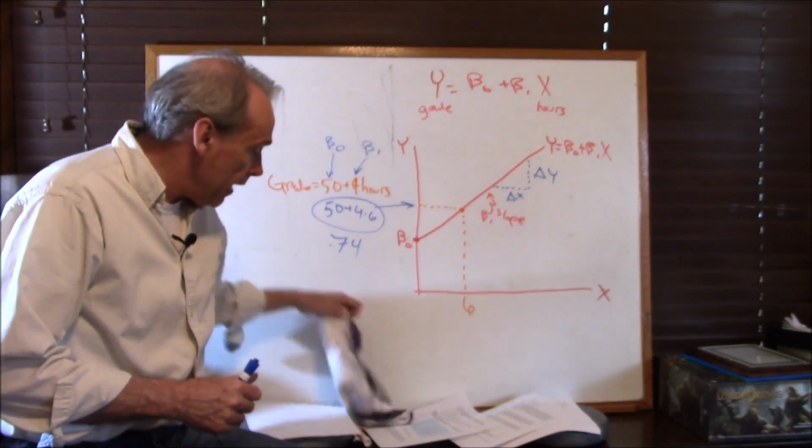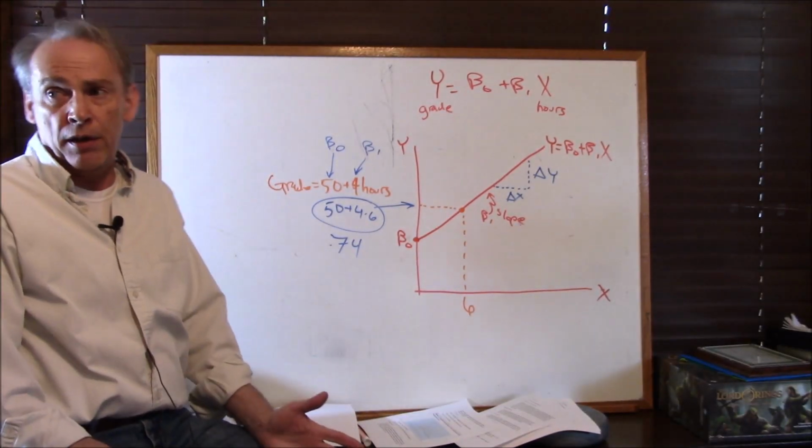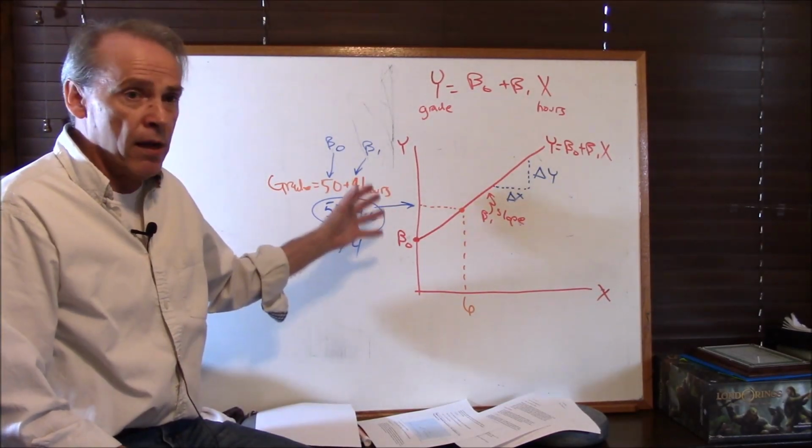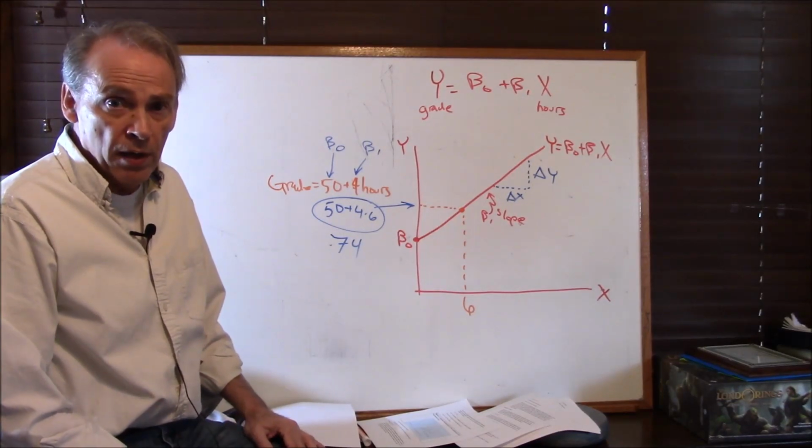All right, so again, the book is very well written, and he goes over this early on. He's like, look, this is what we're going to be doing. We're going to be coming up with these lines. You plug the data in, and the computer spits out the beta sub 0 and beta sub 1.